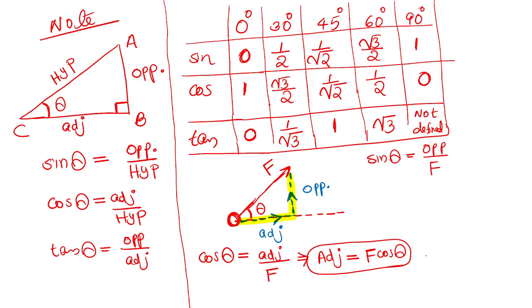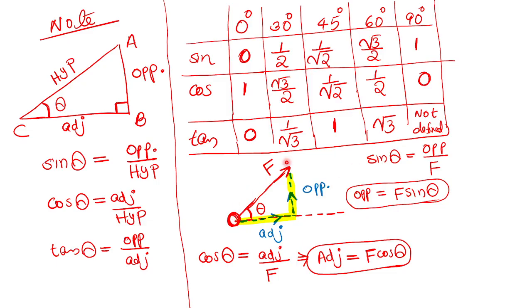Can I cross multiply? Yes. So the opposite side is equal to F sine theta. You have to memorize this. In motion in a plane, these formulas are used, not only in this chapter but in other chapters also.